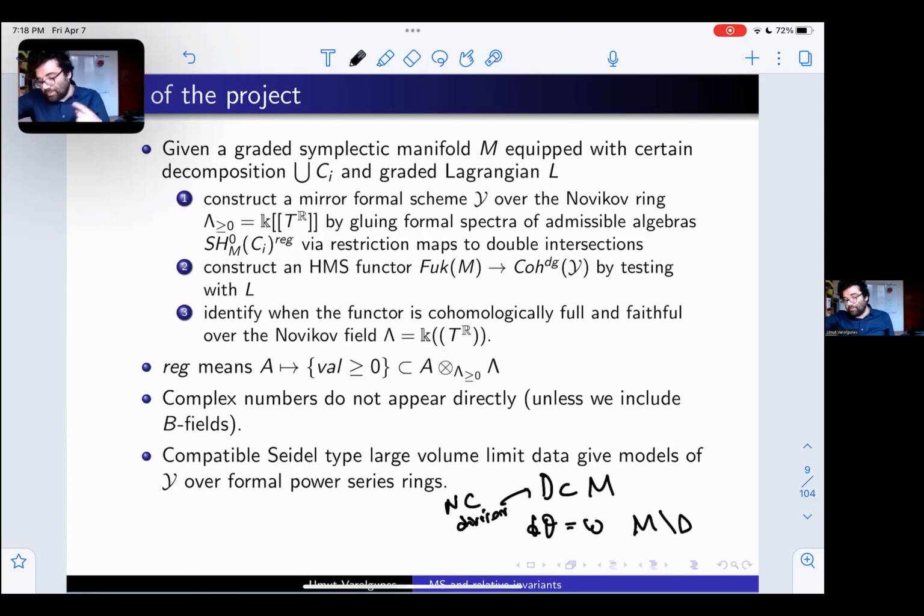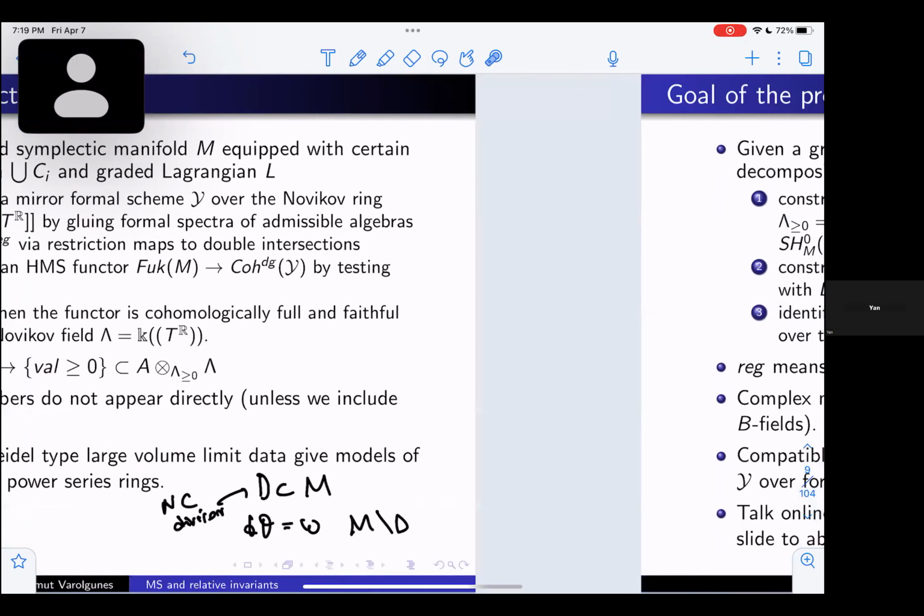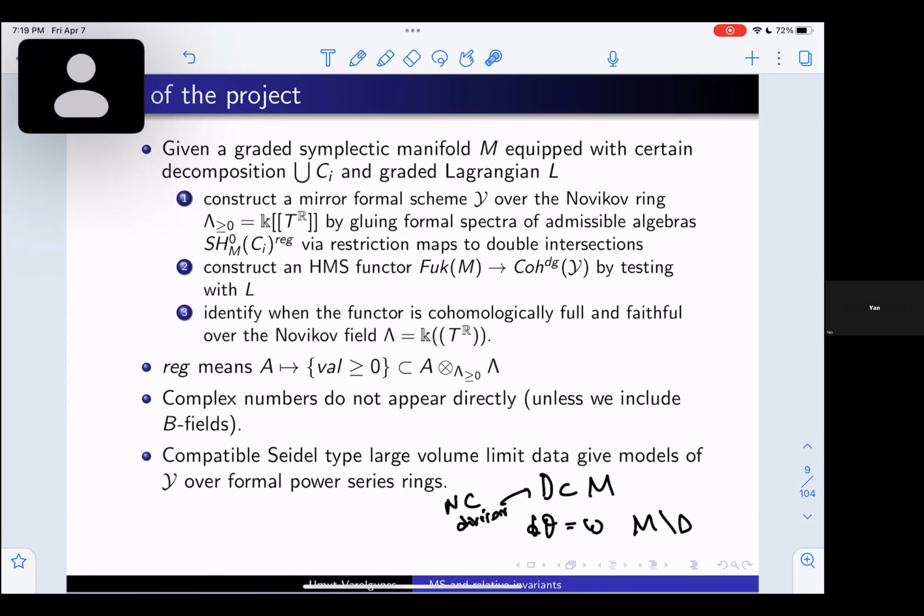The residues are given positive numbers. Okay, if you're given this extra data, this large volume limit data, then sometimes you can construct models over models of this Y over formal power series rings, and then you just do a base change to get this mirror over the Novikov ring. So I'm confused. This additional data, how is it related to this decomposition story?